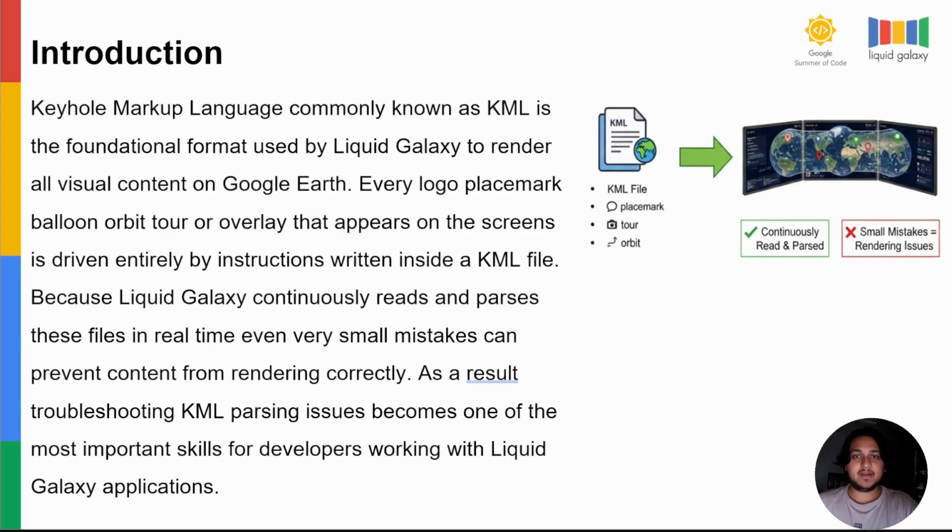So let me start by explaining what KML actually means in the context of Liquid Galaxy. KML, or Keyhole Markup Language, is the foundational format used by Liquid Galaxy to render all visual content of Google Earth. What this means is that Liquid Galaxy itself does not draw graphics on the screen. Instead, it sends instructions to Google Earth in the form of KML files, and Google Earth in response renders everything that we see.